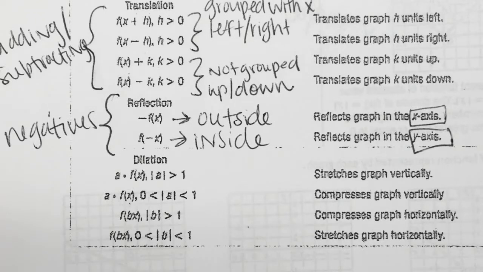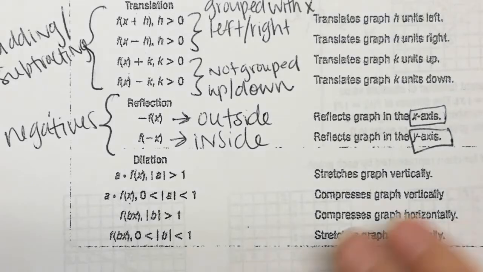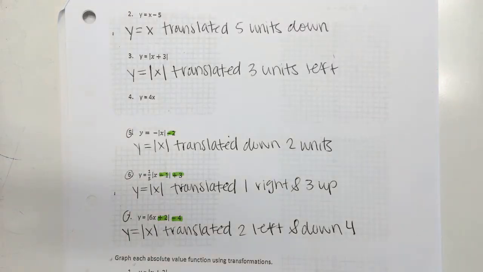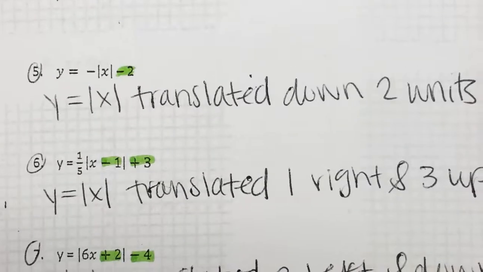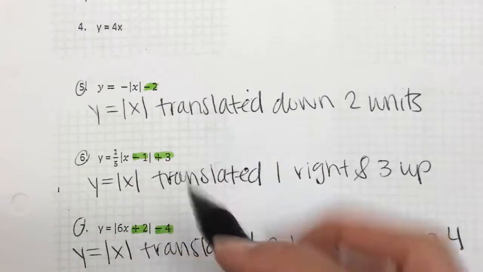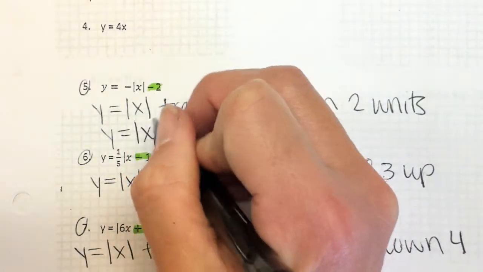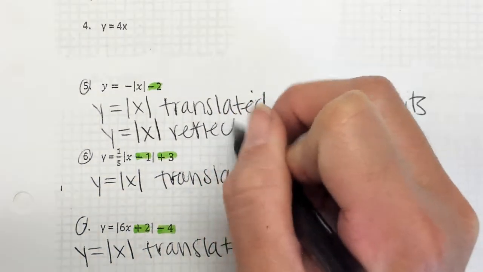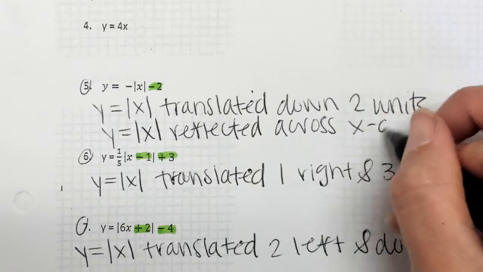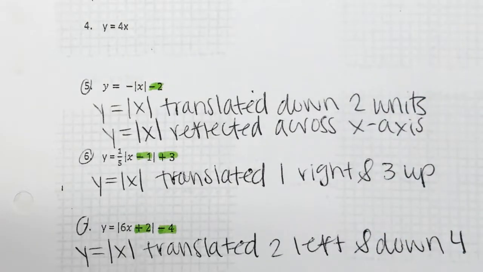Alright, so now let's describe that. I think there's only one of them on your paper. Which one involves a reflection? Which number? 5. Good. And y'all describe it. It's going to be reflected across which axis? How do you know? Good. It's a negative on the outside. So you would write y equals absolute value of x reflected across, and Sid, you said which axis? X-axis. Does everybody agree?